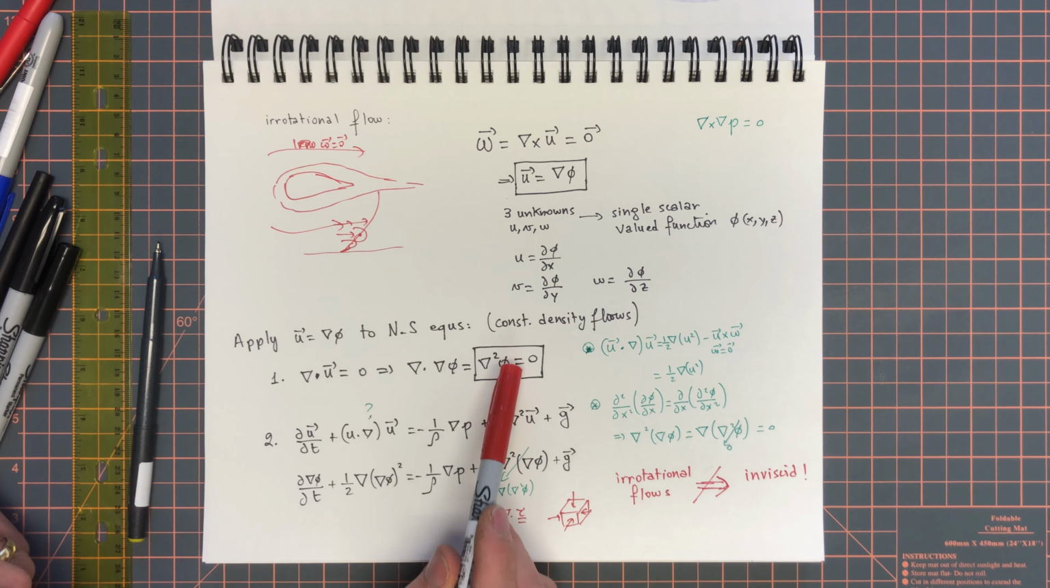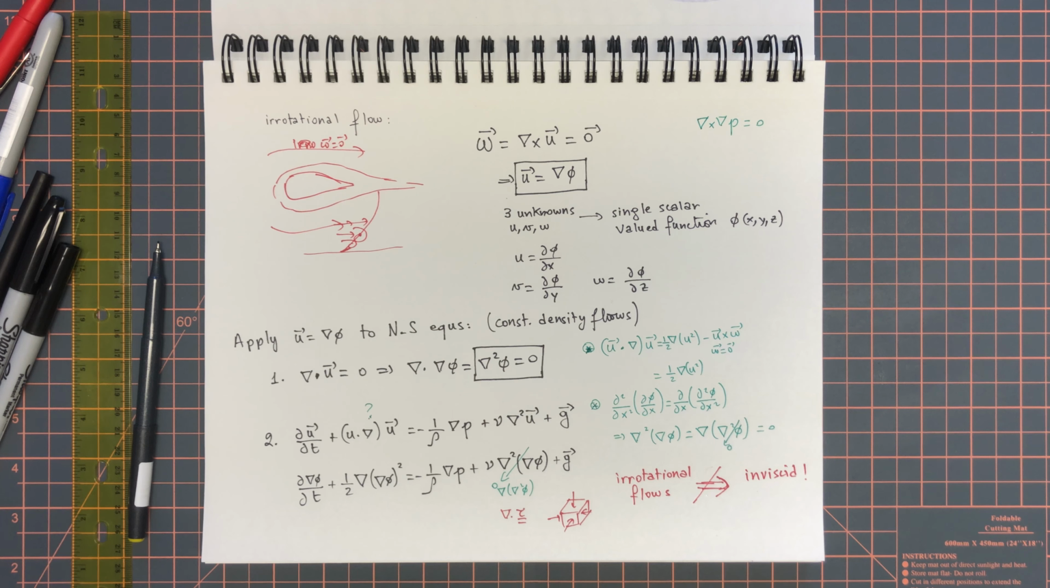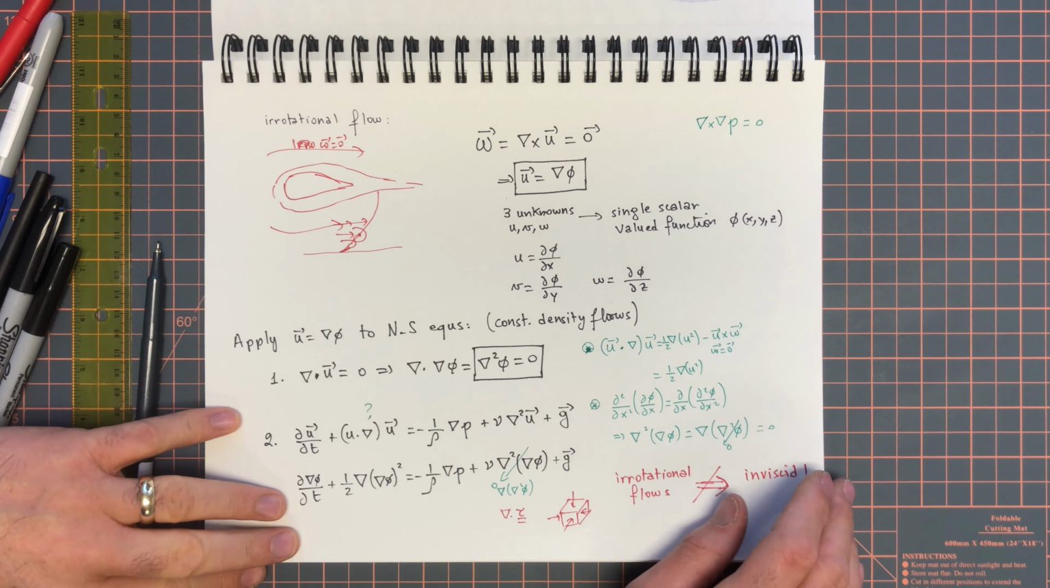Now, compared to the previous formulation where we dealt with continuity and full Navier-Stokes, you cannot use the continuity equation to solve for the velocity field, because you have three velocity components, and the continuity alone is not enough for that. And therefore, you can't just use the continuity equation in the previous configuration.